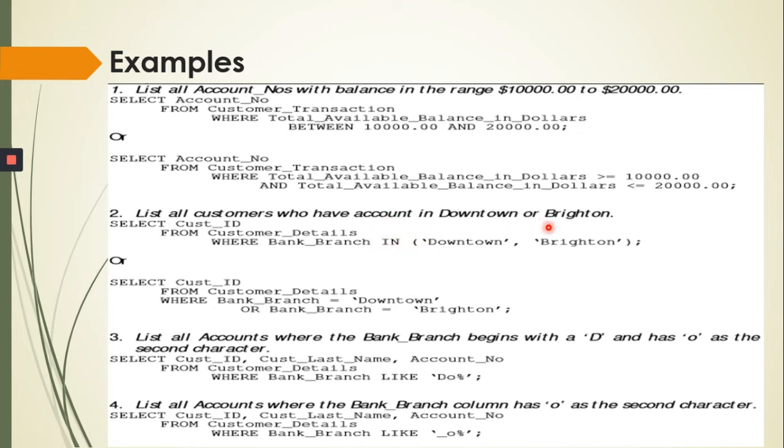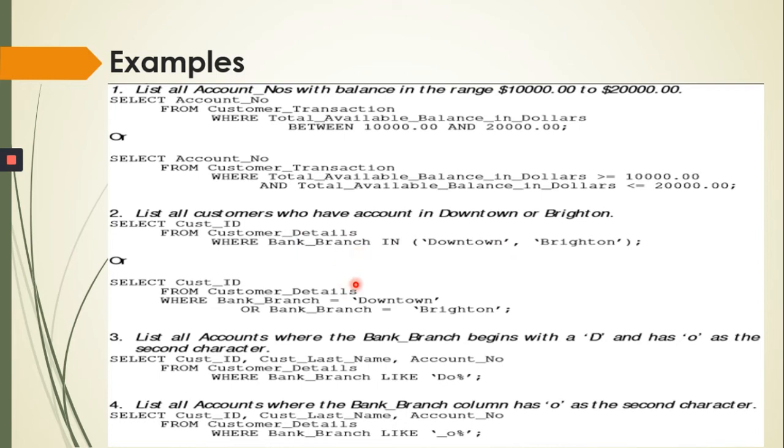In the in operator, in brackets we have to write the options. So the customer may have an account in downtown or Brinkton. Or we can also write this query using the OR operator: select customer ID from customer details where bank branch is equal to downtown or bank branch is equal to Brinkton, as I explained in an earlier lecture about the concept of OR. From these two conditions, one may be right and one may be wrong. So the customer has a bank branch in downtown or it may be in Brinkton. So we can use the OR operator here, and if we use the in operator, then we write it like this.